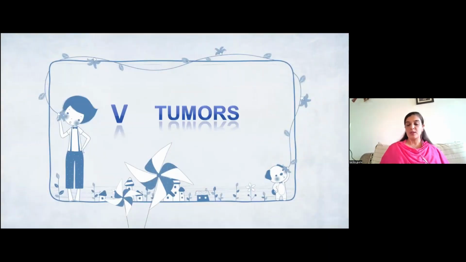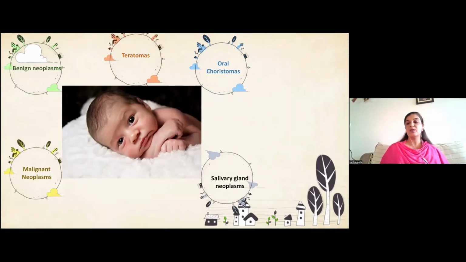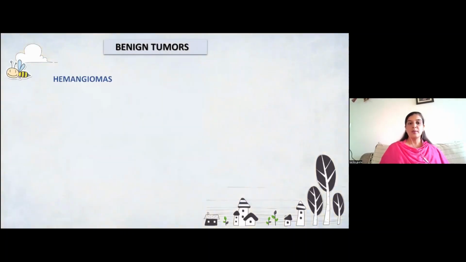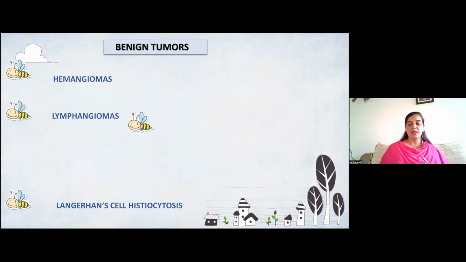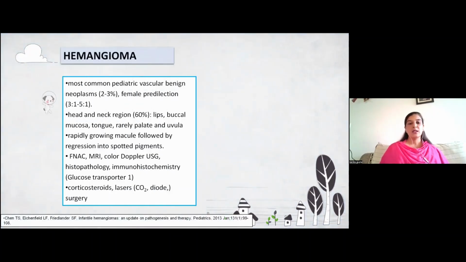Then coming on to the tumors, we encounter benign as well as malignant tumors in neonates. We encounter benign neoplasms, teratomas, choristomas, salivary gland neoplasms, and even malignant neoplasms affecting the neonates. Coming on to the benign tumors, there are various benign tumors commonly seen in neonates. One by one, the hemangioma is the most common pediatric vascular benign neoplasm, with a female predilection, and 60% of the cases are encountered in the head and neck region.